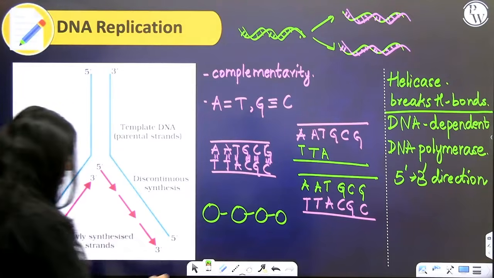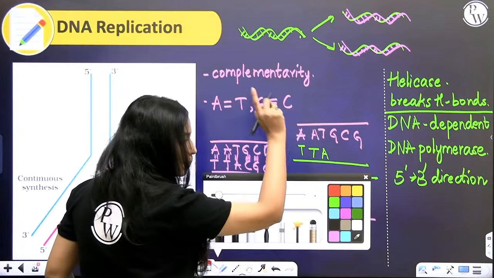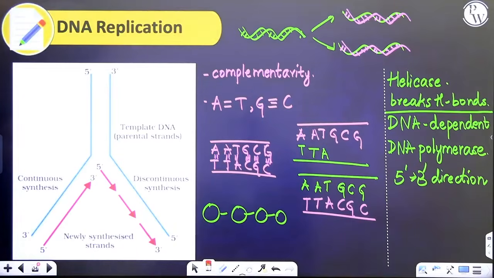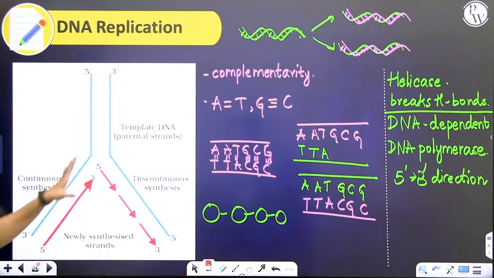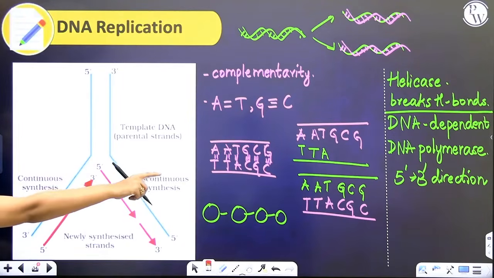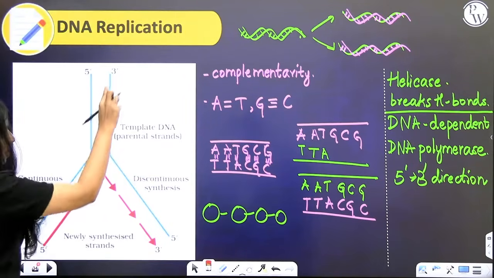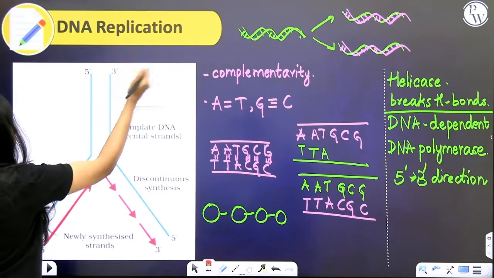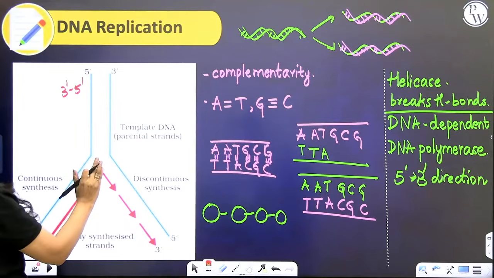So what happens here is, because DNA dependent DNA polymerase can only function and polymerize DNA in the 5' to 3' direction, you can see how in one of the strands, continuous synthesis is seen. DNA will get continuously synthesized on the template strand which has the polarity 3' to 5', towards the fork.